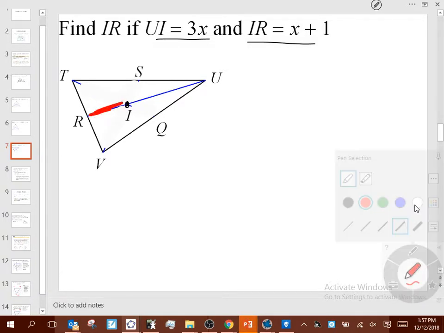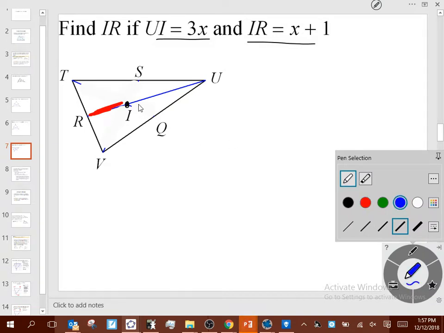IR, that red distance. U to I, that blue distance. If I look at this, IR and UI are the things that I'm trying to equate to one another. But again, my hopes are you recognize they are not the same, right? Nowhere in our theorem have we said anything is always the same in that relationship against the centroid. Okay, it's always 1 to 2 or 1 to 3 or 2 to 3.